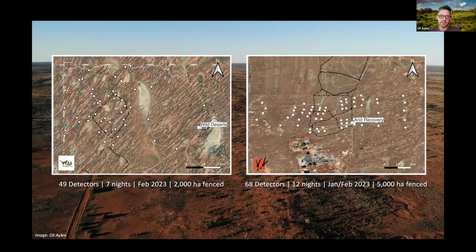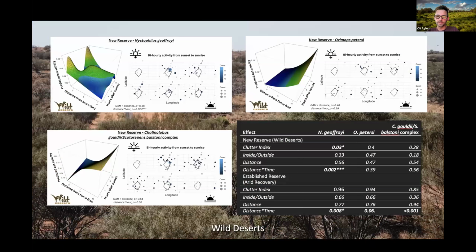And we got the data back and we ran some generalized additive models. Now, these plots are very confusing, I know that. On the y-axis, we have the predicted number of bat calls from our GAM models. On the x-axis, we have distance from fence, so 0 being the fence line, and then obviously anything under 0 is within the fence. And on the z-axis, we have time of night, from sunset to sunrise. So what we're doing is tracking the bat activity spatially and temporally. The plots in the grid on the right show bi-hourly activity, so every 2 hours.